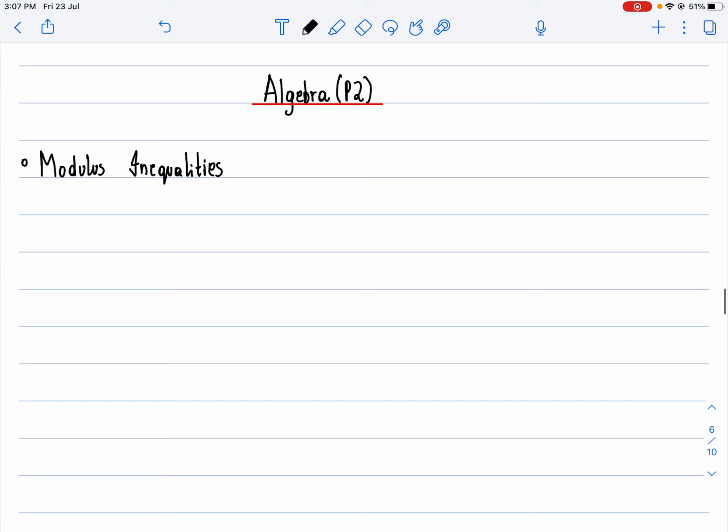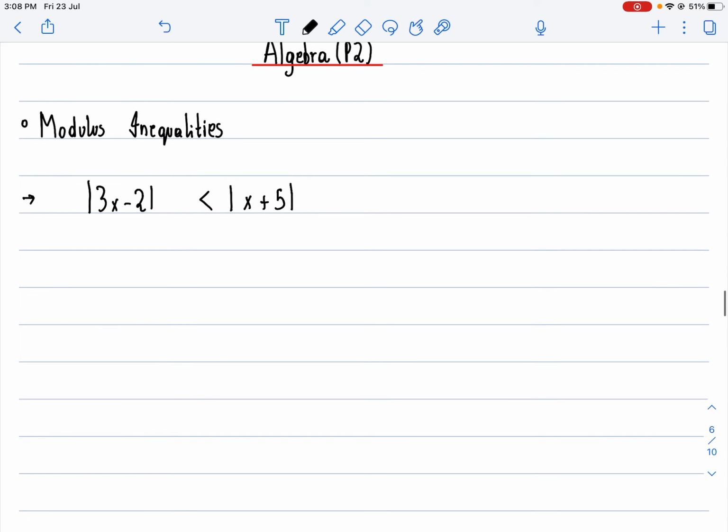Let's say I have a sum, something like the mod of 3x minus 2 is less than the mod of x plus 5. As you can see, there's an inequality sign here. In the previous concept which we learned, which was the modulus function, there was an equal to sign in the middle. But here we have an inequality sign. So the steps are a little different. I'll write the steps in red so that you're clear, and the working in black.